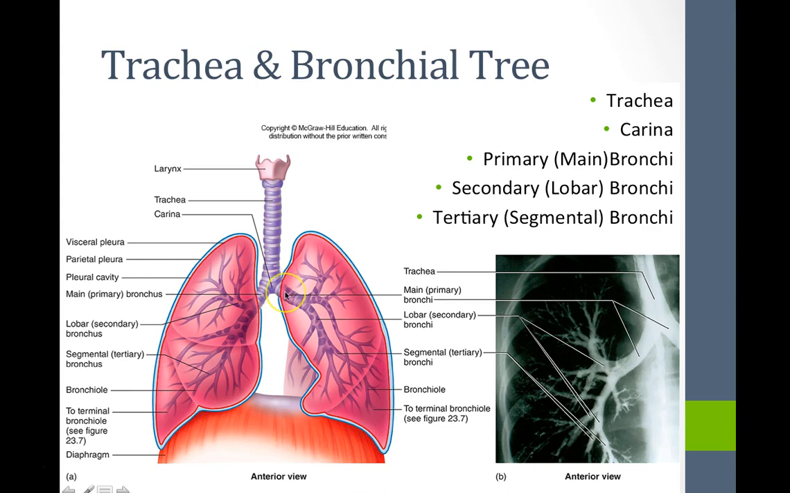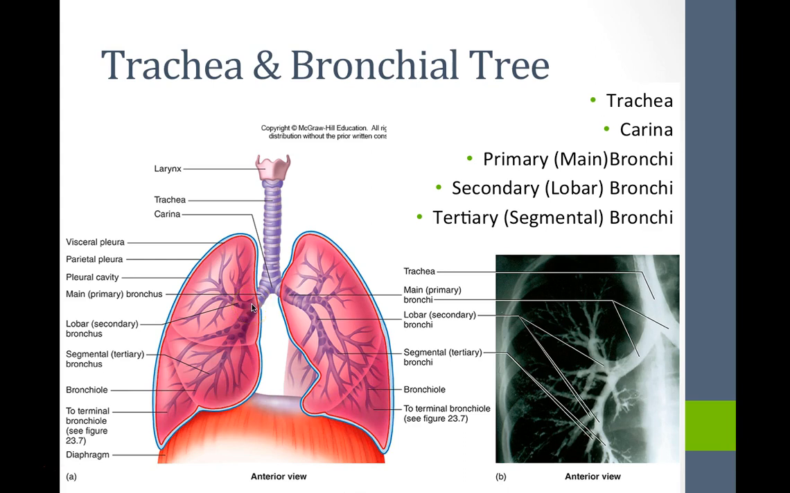So past the carina, we see that there's a bifurcation into your right primary or main bronchus and your left main or primary bronchus. Bronchus is always singular, bronchi is plural. And so each primary bronchus will enter its respective lung, meaning the right primary bronchus enters the right lung and the left primary bronchus enters the left lung. At that point, it will then bifurcate further.